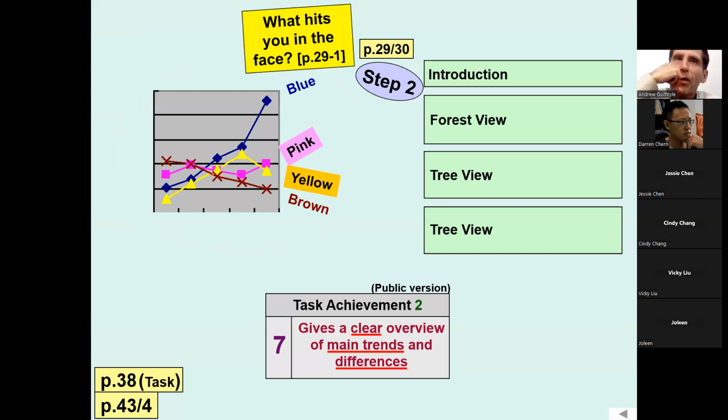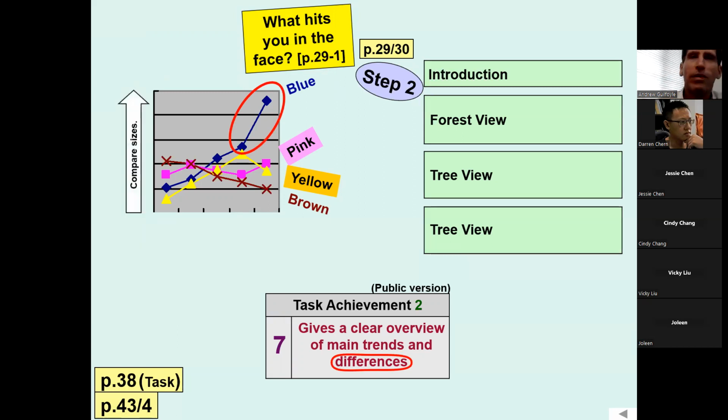So what hits you in the face? Tell me, anyone, what hits you in the face when you look at that? The blue line. Yeah, you should notice immediately. And because you notice it immediately, it is a main difference. So it's a main difference because you see it straight away. So let's use the comparison grammar, which is on page 77. Go to page 77, everyone.